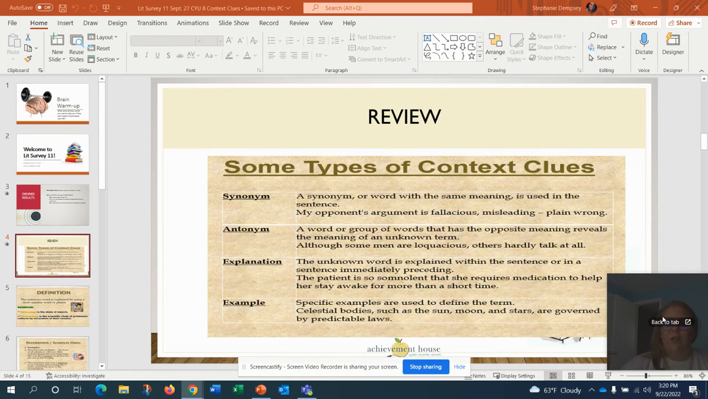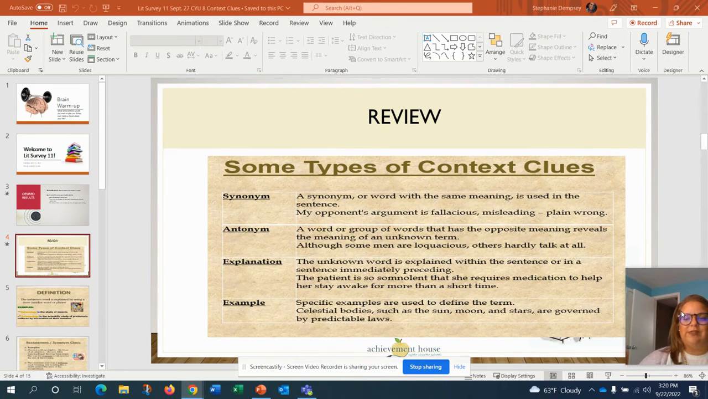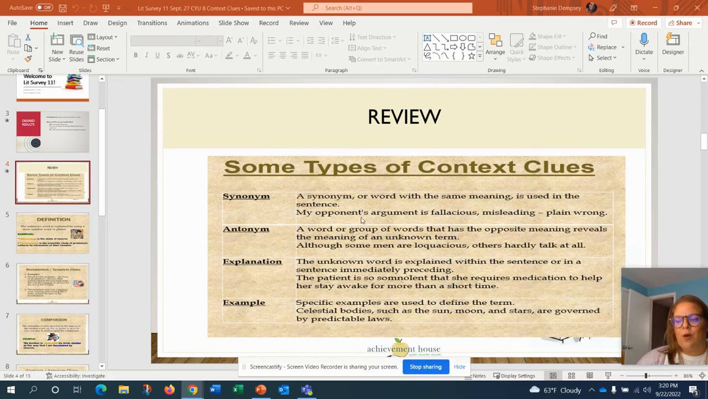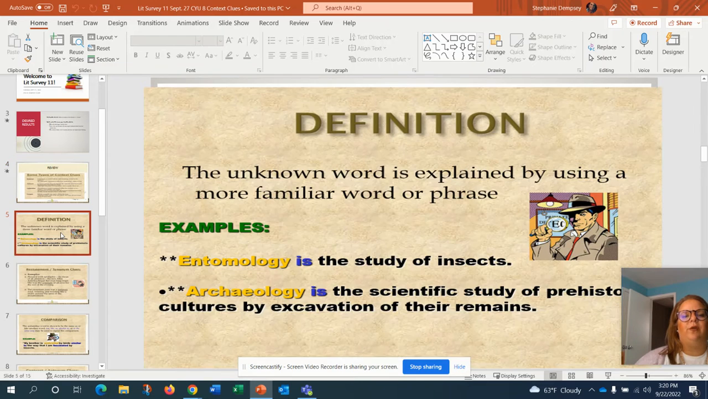Then an explanation: the unknown word is explained within the sentence or in a sentence immediately preceding. The patient is so somnolent that she requires medications to help her stay awake for more than a short time. Or examples: specific examples can be used to define the term. Celestial bodies such as the sun, moon, and stars are governed by predictable laws. So that's how we see some types of ways that we can tell context clues from a sentence, and that's some stuff that we talked about yesterday.